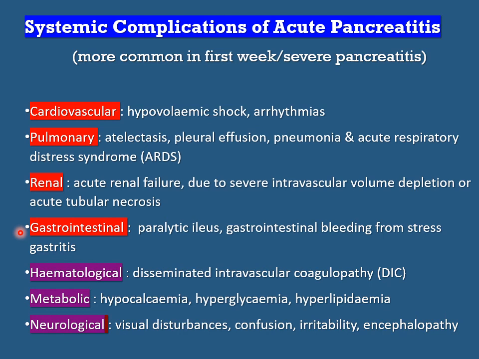The less common ones are hematological complications such as disseminated intravascular coagulation with bleeding tendency, metabolic conditions such as hypercalcemia, hyperglycemia, and hyperlipidemia, and neurological complications such as visual disturbances, confusion, irritability, and even encephalopathy and coma.